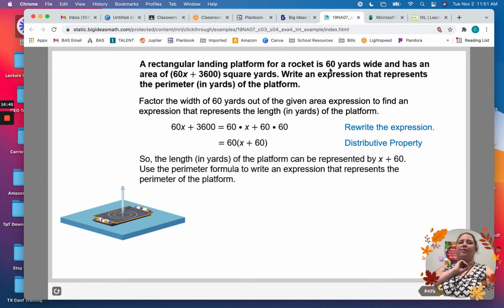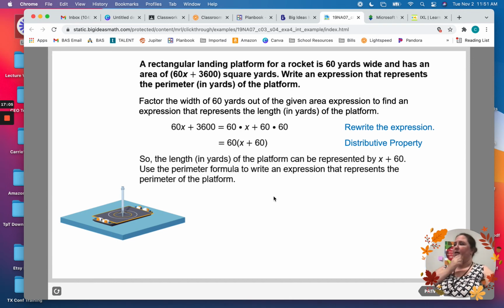Okay, listen. How do you find area? Length times width. If I factored out the width, 60, what would be the length? The x plus 60. Because 60 was the width times length, which is x plus 60. Okay, so that's length. Now we got to put it into the perimeter formula.